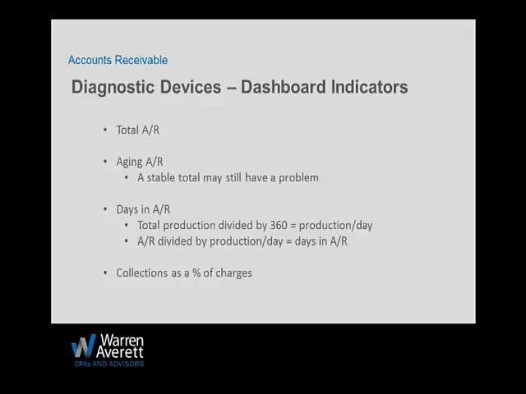All right, so we went through most of these dashboard indicators. These are just some notes for you to have if you're listening to this webinar at a later time, or if you wanted to print out these slides. Here is what days in AR represents: total production divided by 360 gives production per day. And AR divided by production per day gives you the days in AR. So if you're looking at these sheets later on and forgot how to do that calculation, here's the cheat sheet for you.